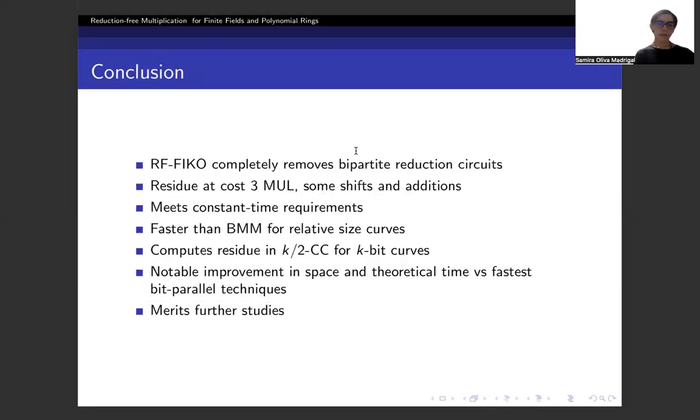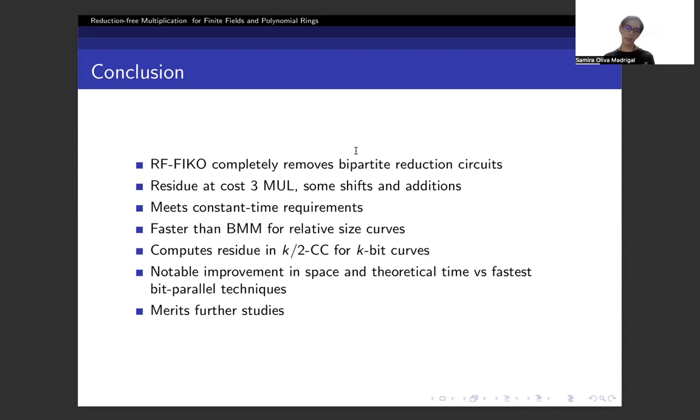Now, conclusion. RF-FIKO completely removes bipartite reduction. We obtain a residue in just 3 distinct multiplications with some shifts and additions at the end of the last clock cycle. And we meet constant time requirements. There's no leakage with respect to modular reduction because there is none. And we compute the residue strictly as a function of the bit length of the curve. So for k-bit curves, k over 2 clock cycles.